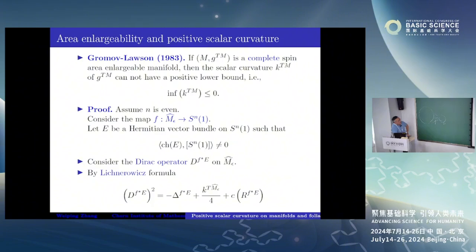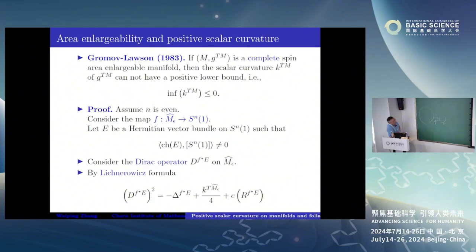Then the famous theorem of Gromov and Lawson says that if you have a complete area enlargeable spin manifold (we assume spin because we use the Dirac operator), then the scalar curvature of the metric cannot have a positive lower bound. That means the infimum of the scalar curvature of M will be less than or equal to 0. The proof is indeed very simple, so let me outline it in just two slides.